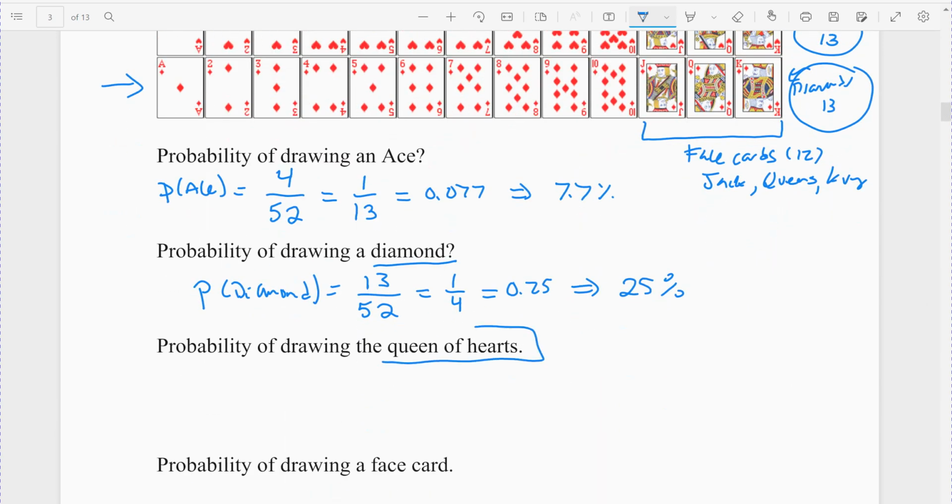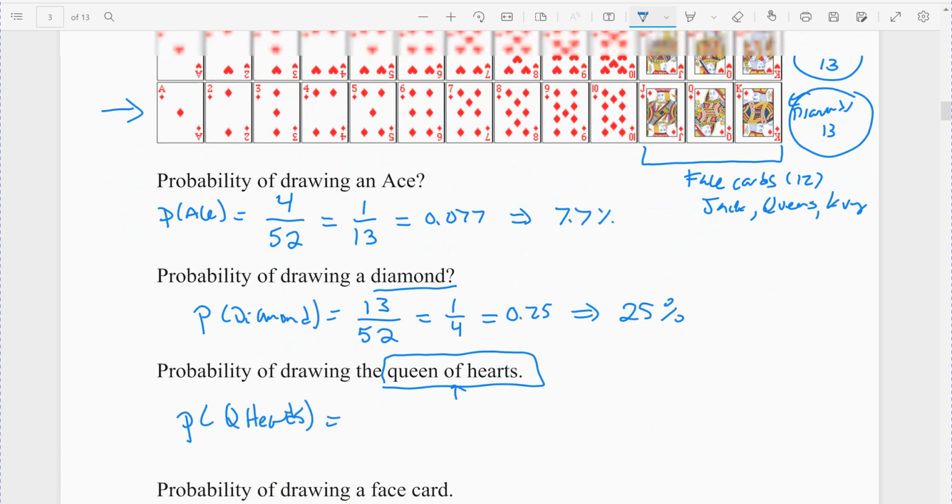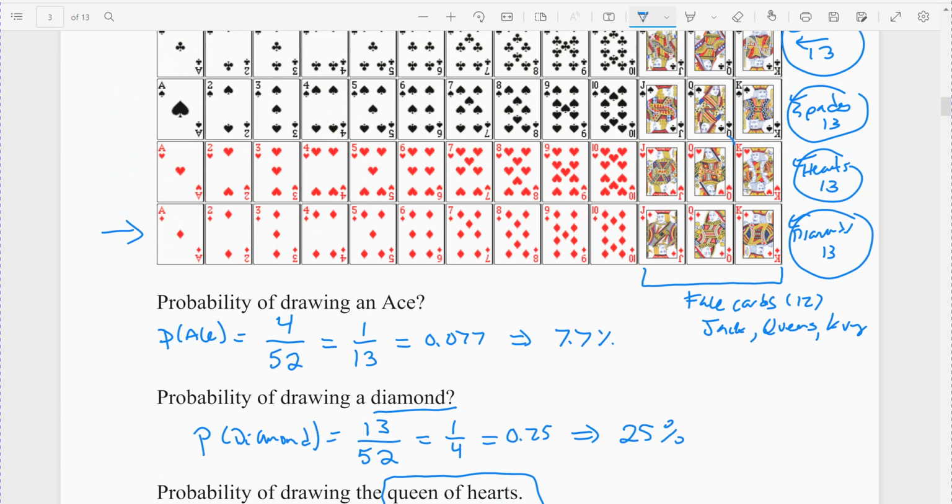Probability of drawing a queen of hearts. Now, this one's very specific. It needs to be a queen and a heart. So, probability, it's the queen of hearts. Well, there is only one. If you go look at the deck, there is only one queen of hearts. That's it. So, you only have one shot.